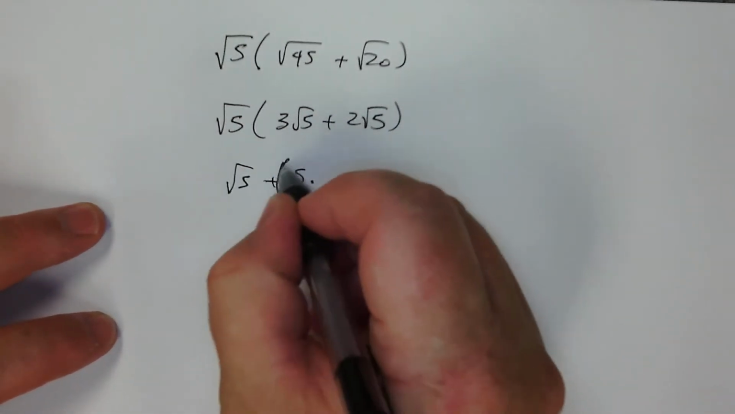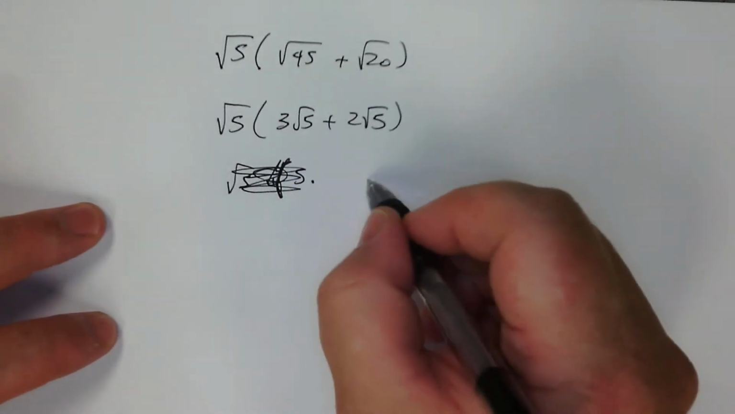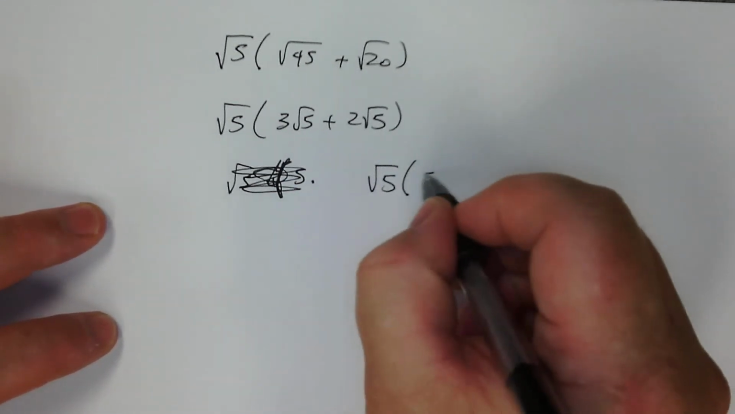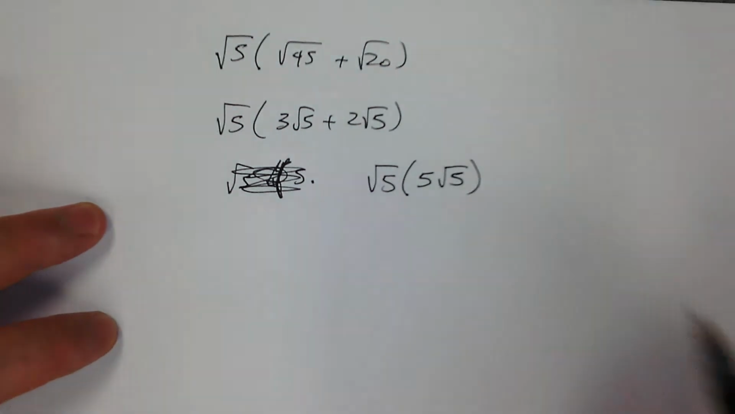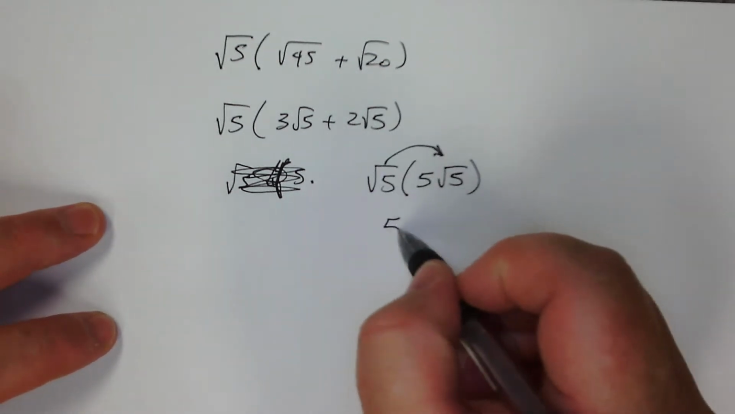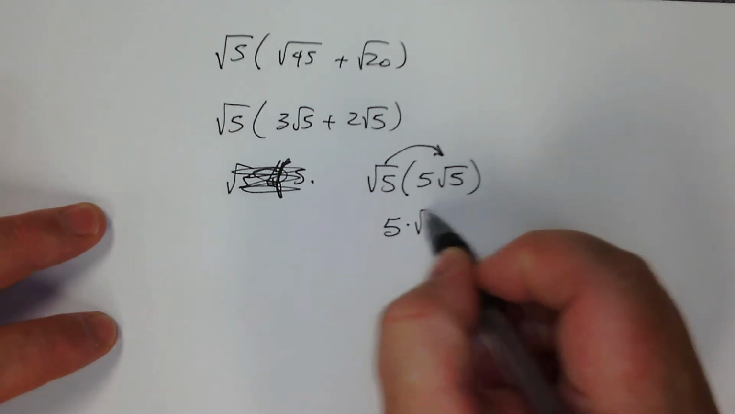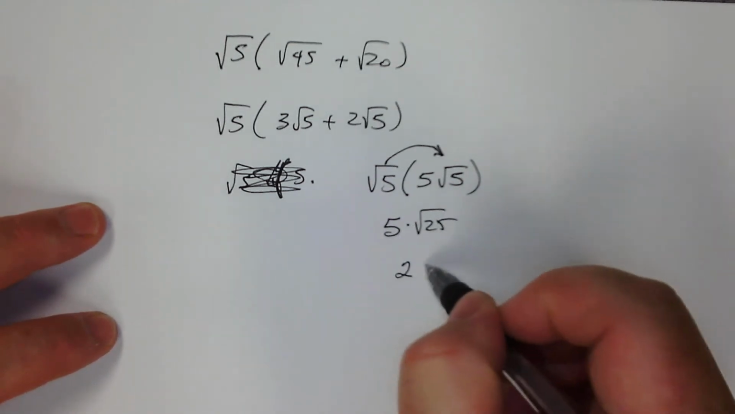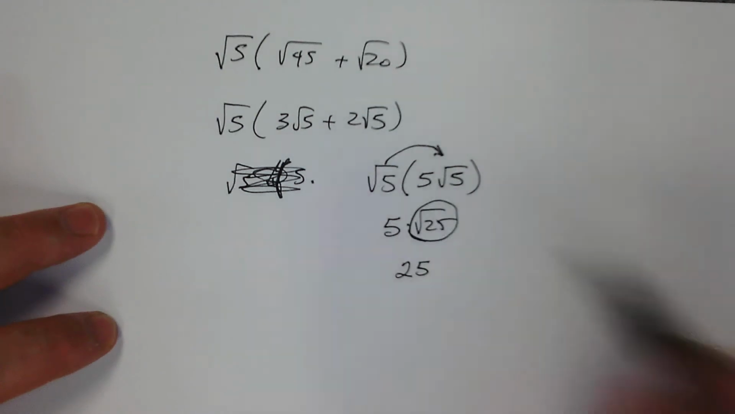Oops. That's supposed to be parentheses. Oh, now it looks like your picture in the yearbook. All right, sorry about that. 5 root 5. A lot of 5s there, right? Now we're going to distribute. So this is 5 times the square root of 25, right? The whole thing equals 25 because this is 5.